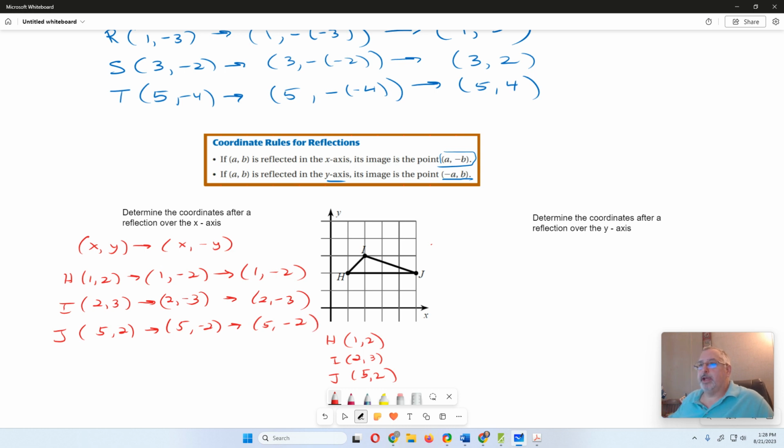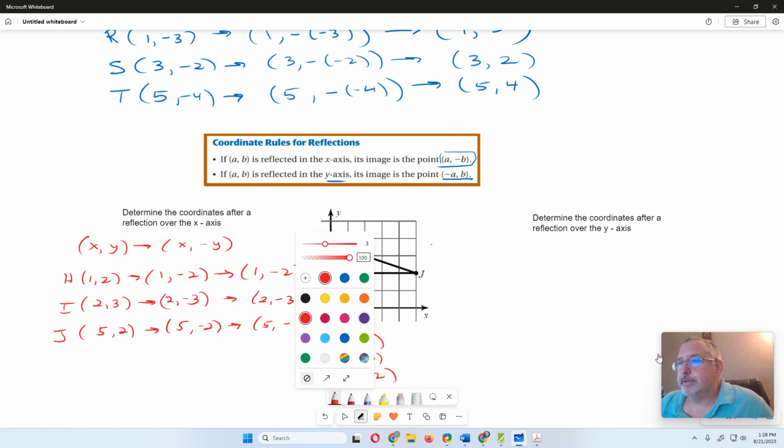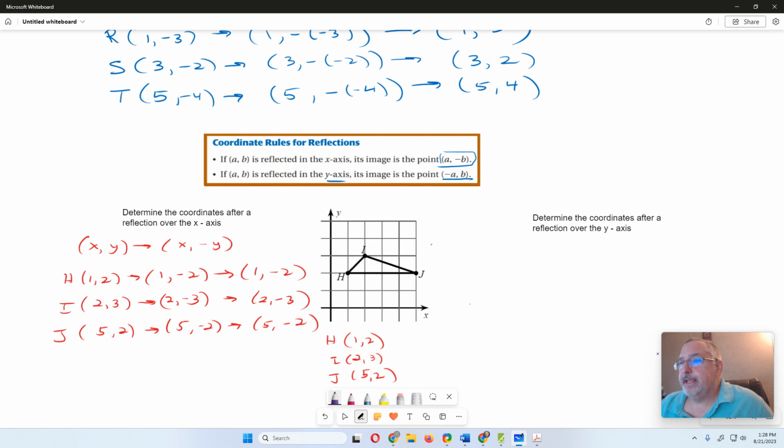And then same thing for the y-axis. We're going to do this real quick here. So same thing, we've got our same coordinates, H, I, and J. This time the rule is that for (x, y), we apply the opposite to the x coordinate. So the opposite of x, then y. We'll have H at (1, 2). We'll apply the opposite to the first term. So that's my final coordinate there, (-1, 2).